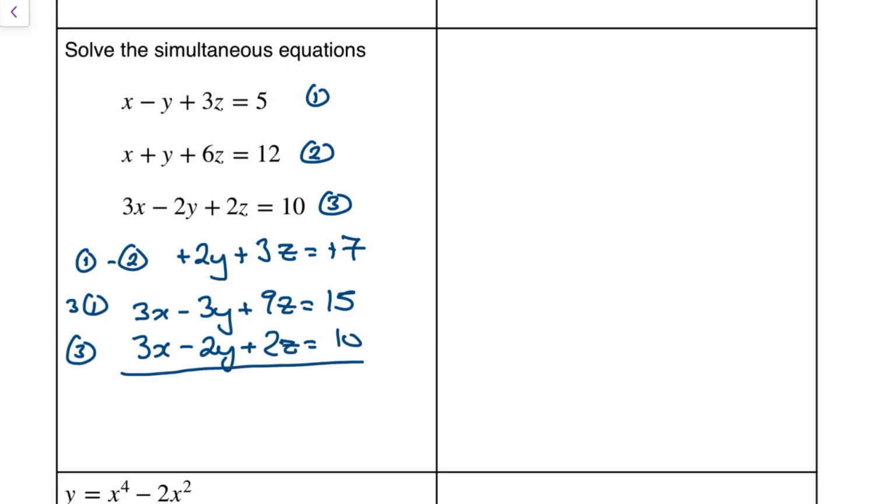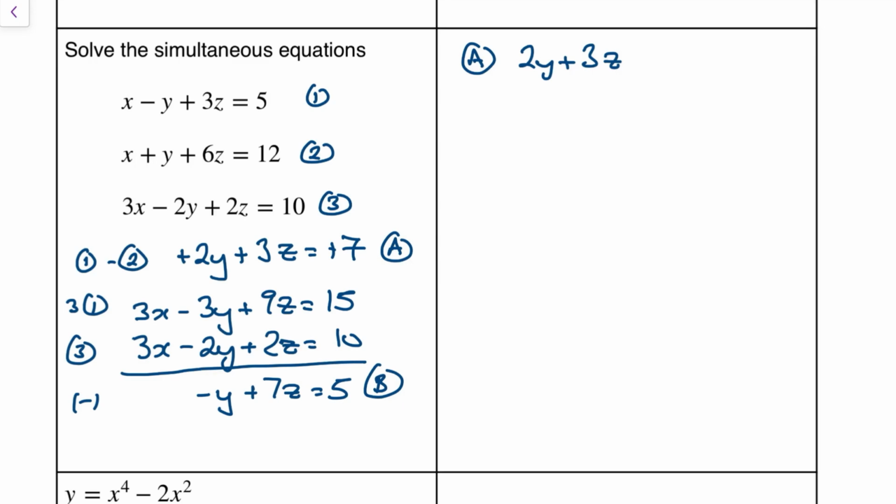And then I'm just going to take these equations away. So minus 3 minus minus 2 is minus y. 9 minus 2 is plus 7z. And 15 minus 10 is 5. And that's given me, let's label them over here, equation A and equation B. Now, I haven't got anything that's the same here, have I? So let's write down equation A here. Equation A is 2y plus 3z is equal to 7. That's why you have to be careful you're writing, so that was a 7.